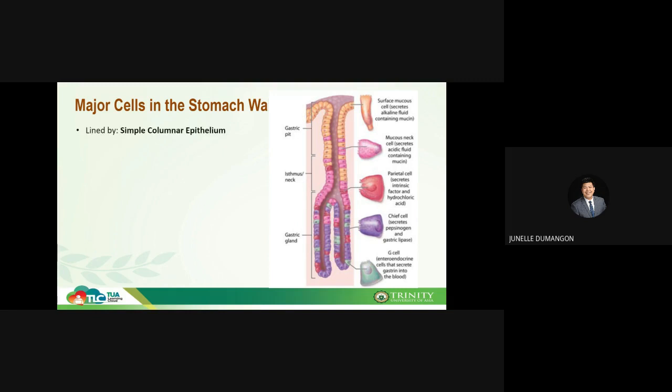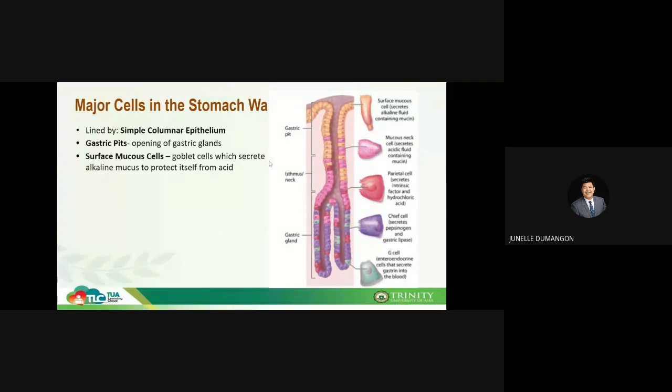So the stomach wall, please do remember, is lined by simple columnar epithelium. Simple columnar epithelium. So all of these are actually simple columnar epithelium. Now, the gastric pits, as mentioned, are the opening of your gastric glands. And in your gastric pits, we find this orange-looking cell called surface mucous cells. So what are these surface mucous cells? They are goblet cells which secrete mucus, from the name itself, to protect itself from the acid that is present in the stomach.